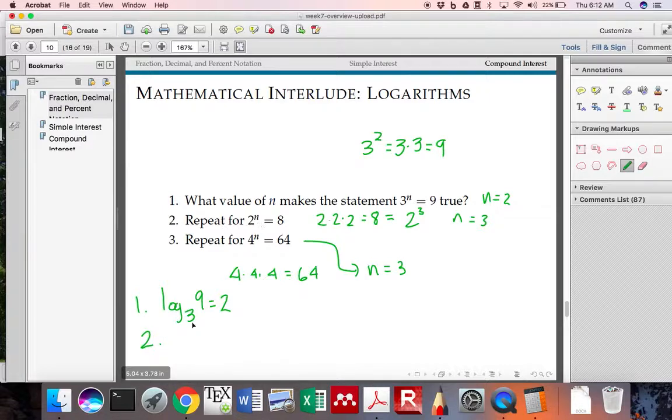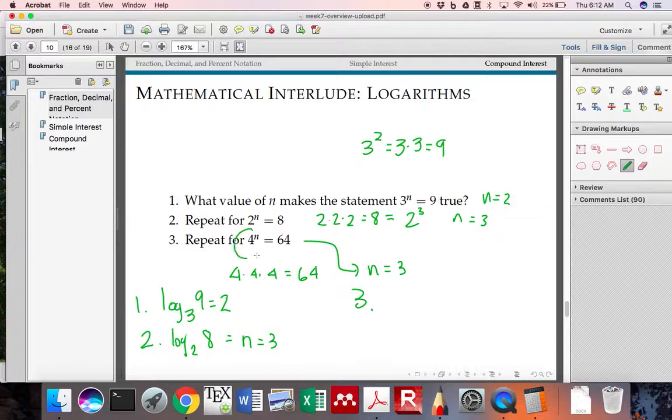See if you can write these in log statements. The base of this expression is 2, so I'm going to use log base 2. And n will be the exponent. And I'm asking how many factors of 2 are contained in 8. So n equals 3.